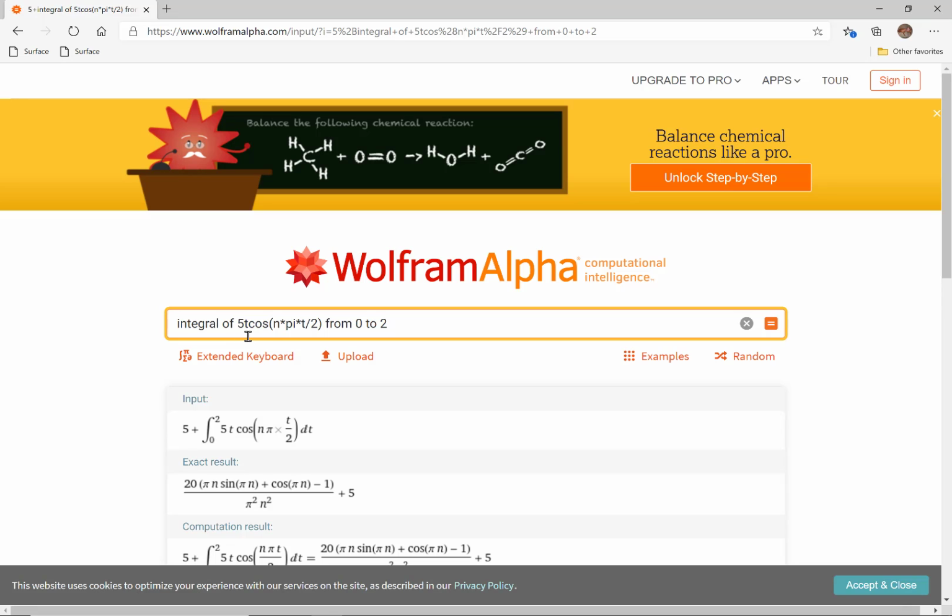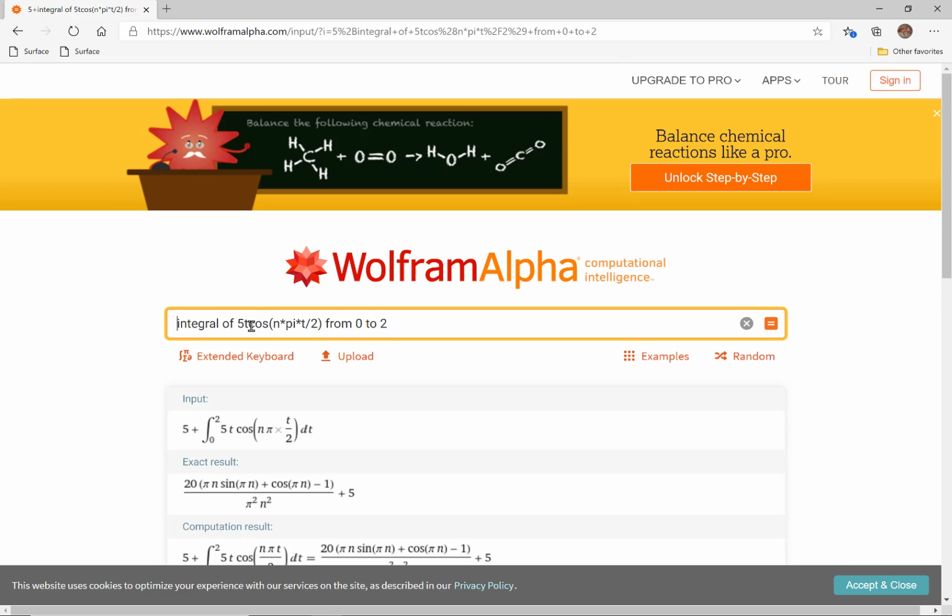Integral of 5t cosine. Now notice I did not put an asterisk there between the 5 and the t, between the t and the cosine. I could have, but it wasn't necessary in that case. On the other hand, inside the argument here, if I had run all these letters together, the n and the pi and the t, and had just written it as npit, it wouldn't have known what that meant. So if in doubt, just put the asterisks in.